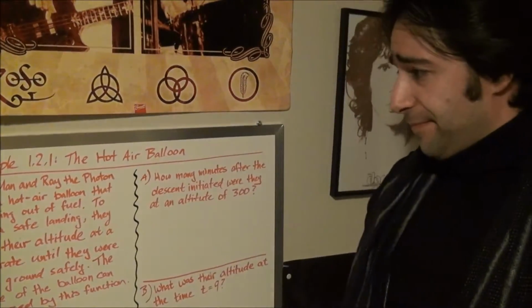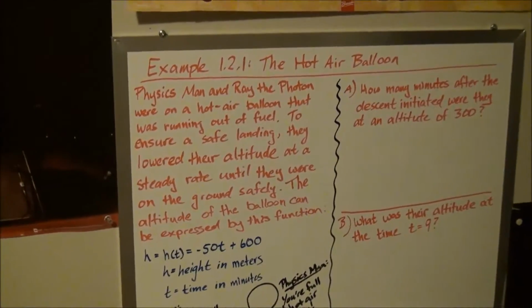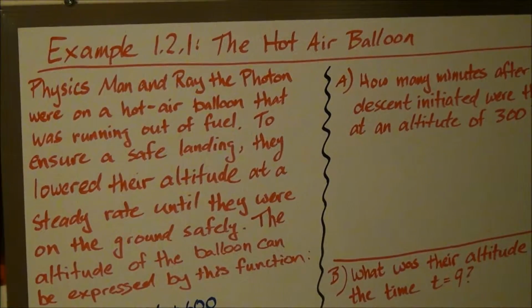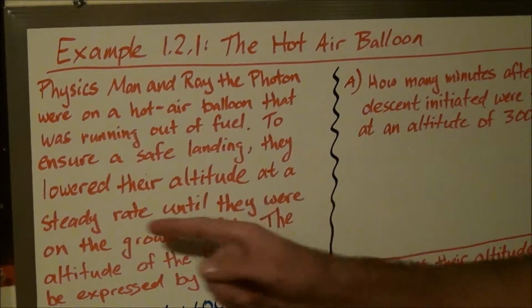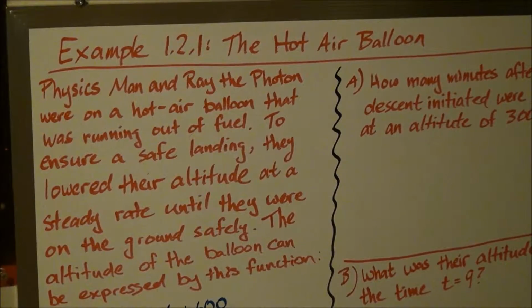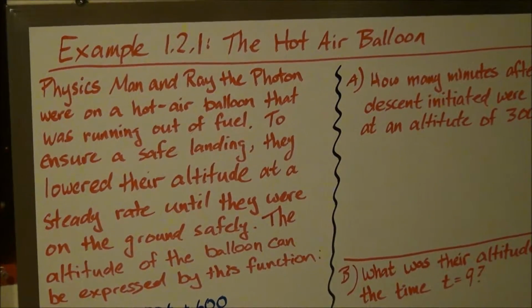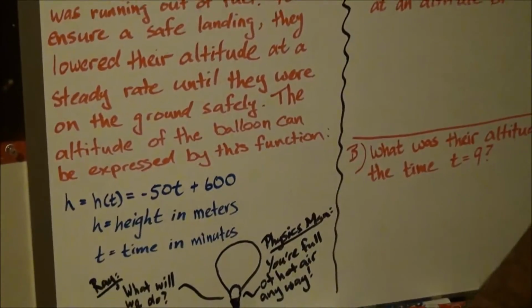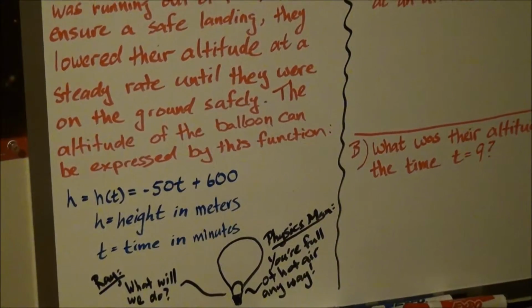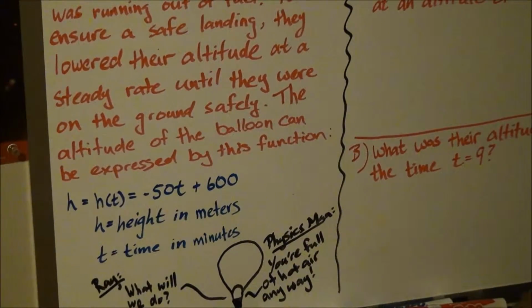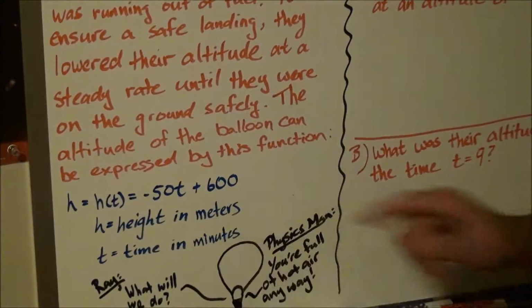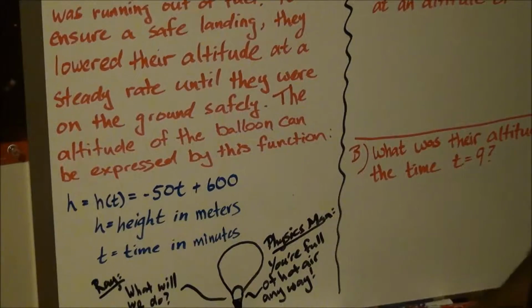Here's the situation. Physics Man and Ray the Photon were on a hot air balloon that was running out of fuel. To ensure a safe landing, they lowered their altitude at a steady rate until they were on the ground safely. The altitude of the balloon can be expressed by this function. H, meaning the height, which is a function of time, is equal to negative 50t plus 600, where h is the height of the hot air balloon measured in meters, and t is the time in minutes.